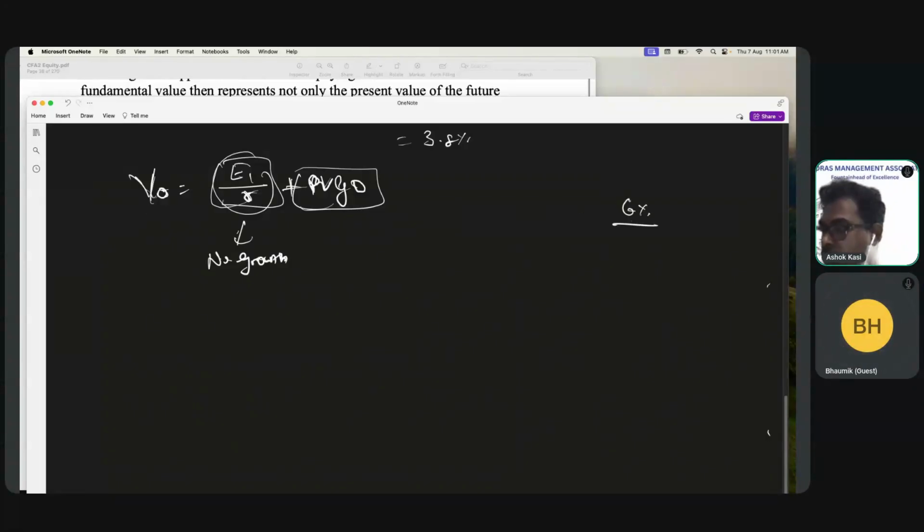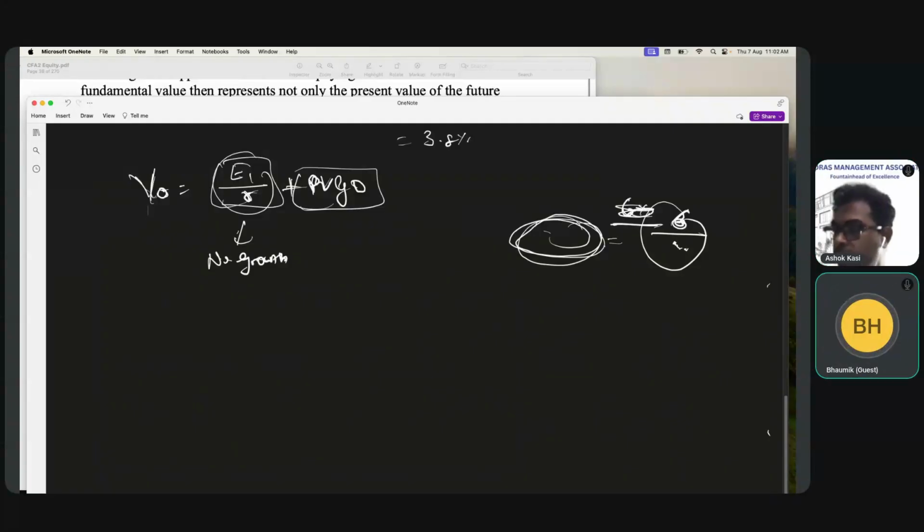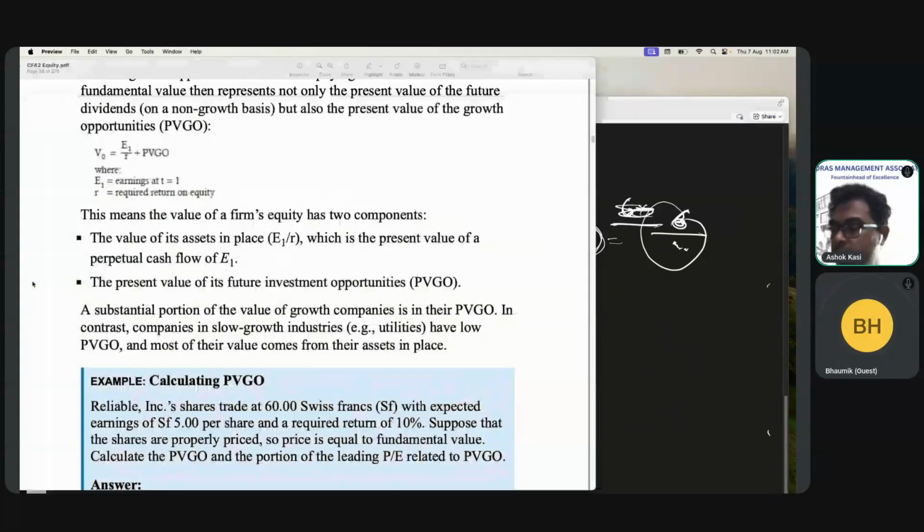Forever it will give you only 6 rupees, divided by the required rate of return, will give you the price of the perpetual preferred stock. Similarly, here also, this is earnings 1 with no growth divided by R. So if there is no growth, the value should be this much, plus extra whatever growth, then again the value is increasing to this much. We'll see the sum, then you will understand.